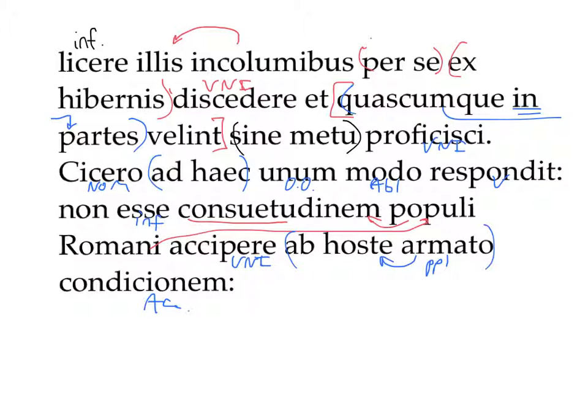So we can pretty much just translate from here that it is allowed for them, the Romans, the illis, uninjured, to leave from the winter camps through the Nervi, and to set out into whatever parts they want without fear. Cicero responds one thing in this way to these things. That it is not the custom of the Roman people to receive or to accept a condition from an armed enemy.